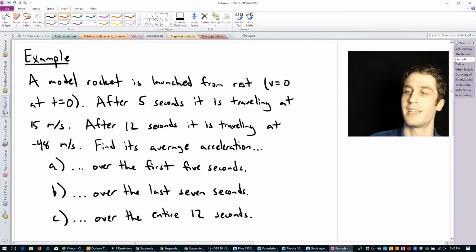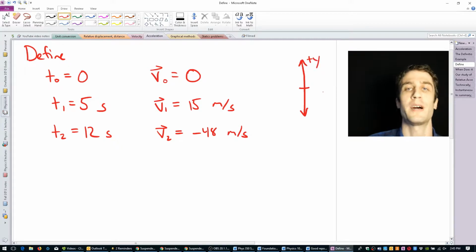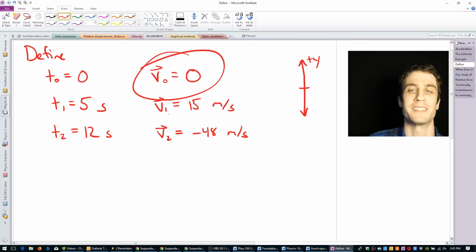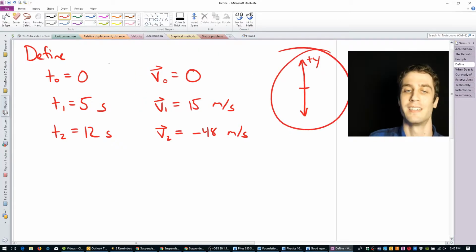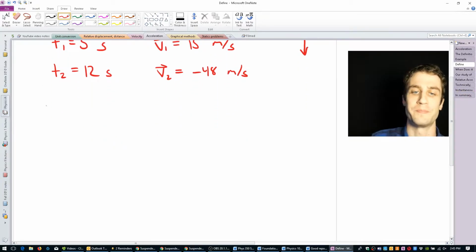This was a model rocket. I didn't specify whether it was launched vertically or horizontally or anything else, but let's take it to be launched vertically. And I've been a bit haphazard about including my coordinates. I'll say that the positive y direction is upwards. We're not going to see y as a variable in this problem statement. It's just implied that all of these velocities are associated with motion in the y direction. And so this is all I need to draw to specify that upwards is positive.